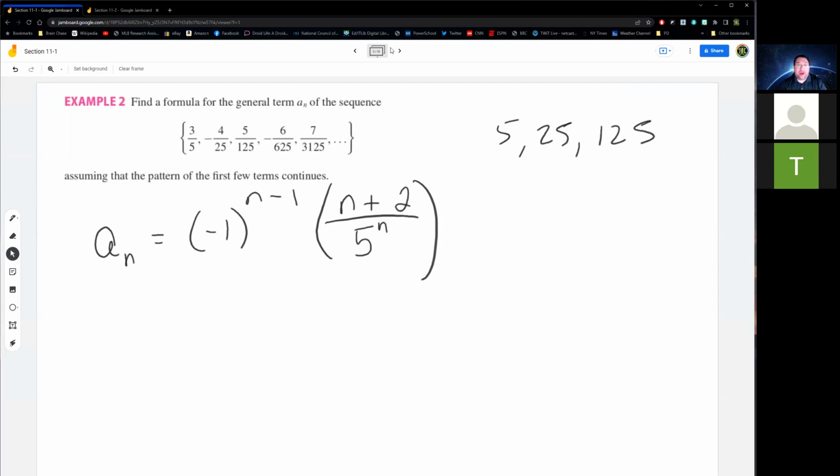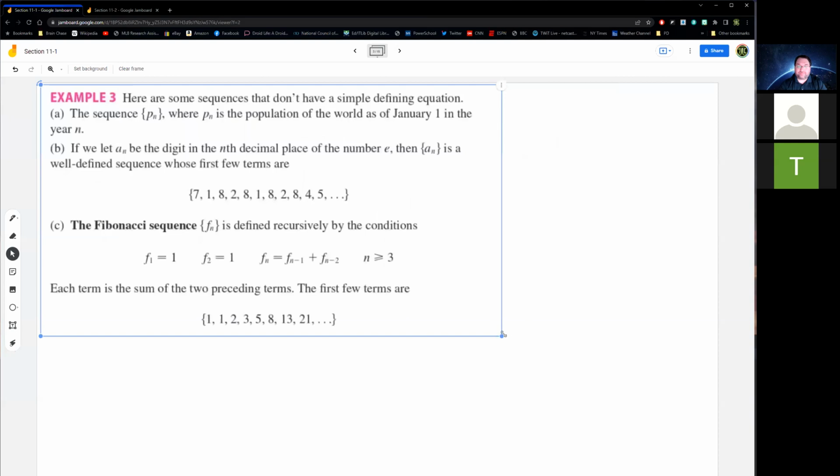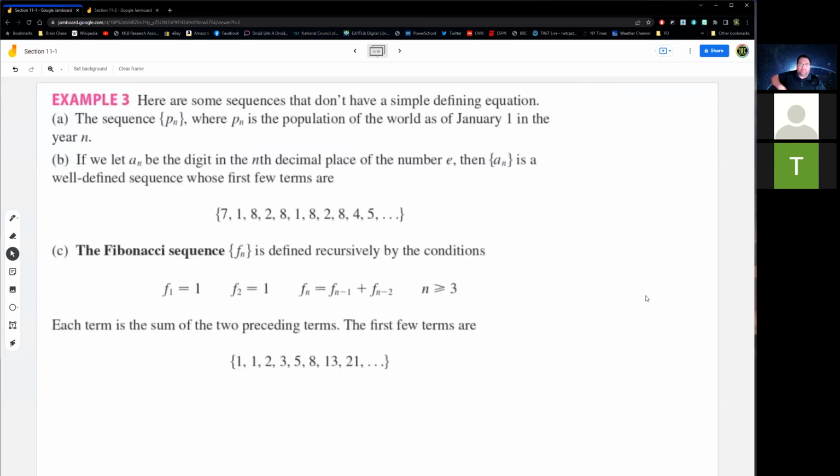Now, not all series can make an equation. So here are a couple of examples of sequences that we can actually do some calculations on, but that do not have an actual equation. If we looked at the population of the world on January 1st every year, we might be able to model it, but we're not going to be able to get those exact values.